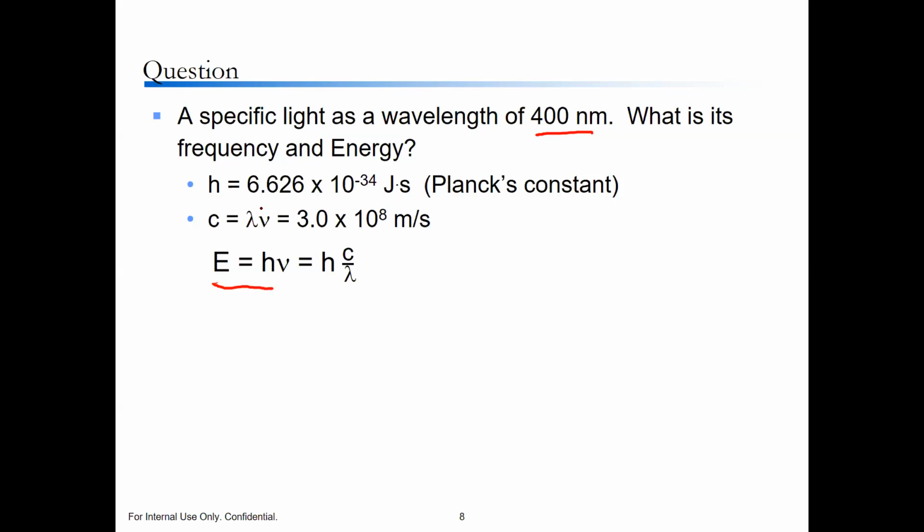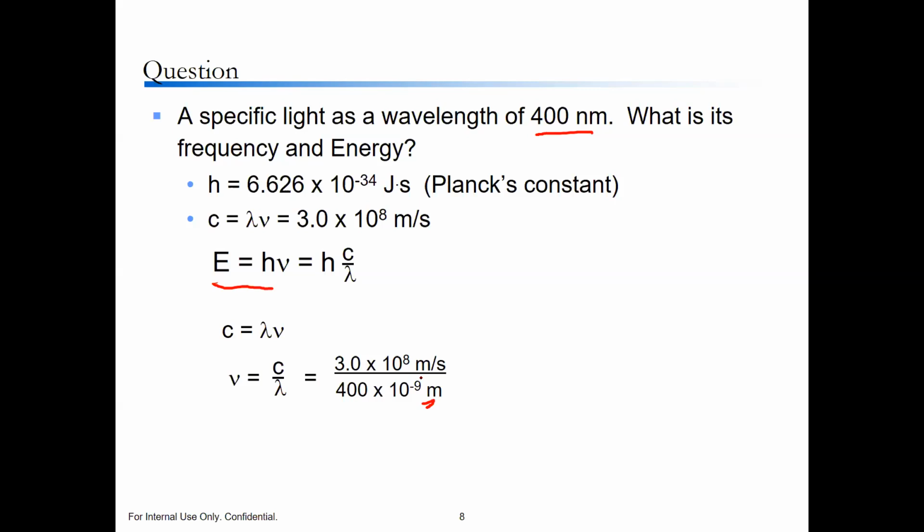What is frequency? We got this one right here, right? We know the speed of light? Yeah, that's a constant. Do I know the wavelength? Yeah, 400 nanometers. I put that right into here and I just solve for that nu. So that's pretty simple. Frequency nu equals C divided by lambda. C is this number, lambda is this number.